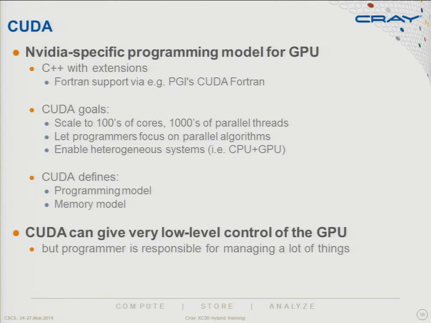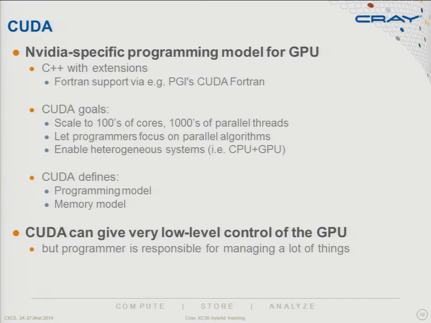So CUDA is the programming model that NVIDIA supply for programming the GPU. All of these concepts are very obvious in the programming model. The programming model is very mapped onto the hardware and how it's going to execute, and it's all made very obvious. It's basically C++ with extensions. PGI do a CUDA Fortran, which is an extension to Fortran that provides the same functionality. This text is from an NVIDIA slide. So, it's wonderful. It scales. It lets you focus on the parallel algorithms and these sorts of things.